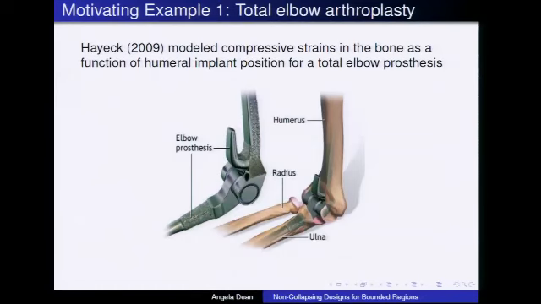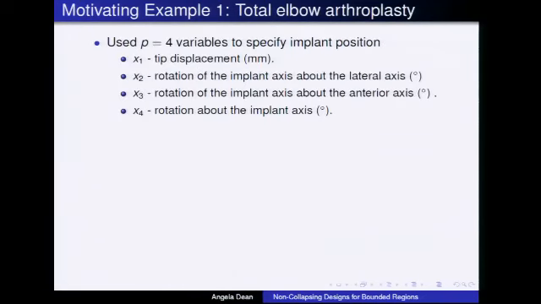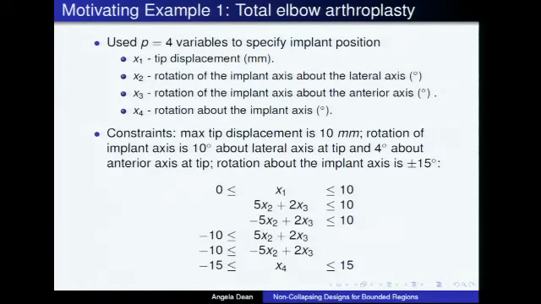Hayek here was a student who was modeling this, and he used 4 variables to specify the implant position. And for this talk, it doesn't matter exactly what these variables are, except to note that if you're going to put an implant into an elbow, you're not going to put it in backwards so that the arm bends a different way. You hope that the arm is going to bend pretty much the same way as a real arm. And so there are some restrictions on the possible values of these x's. And so we're working in a constrained region.